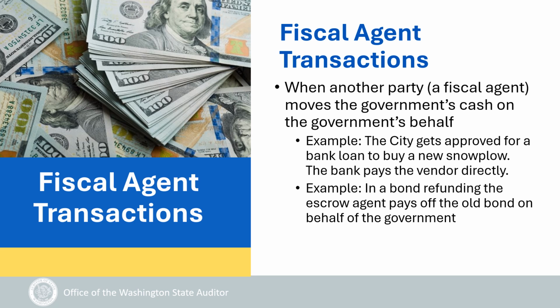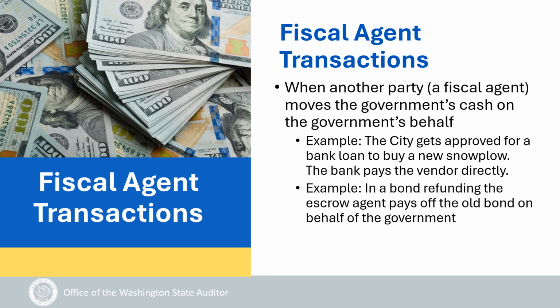Another common activity is the use of a fiscal agent in governments. A fiscal agent is another party that handles and processes the government's funds on their behalf. Think about a bank or an escrow agent. The bank may issue loan funds directly to a vendor for the purchase of a vehicle, such as a snowplow. In this case, the bank has approved the bank loan for the city and is paying the vendor directly with those funds for the purchase of the city's new snowplow.